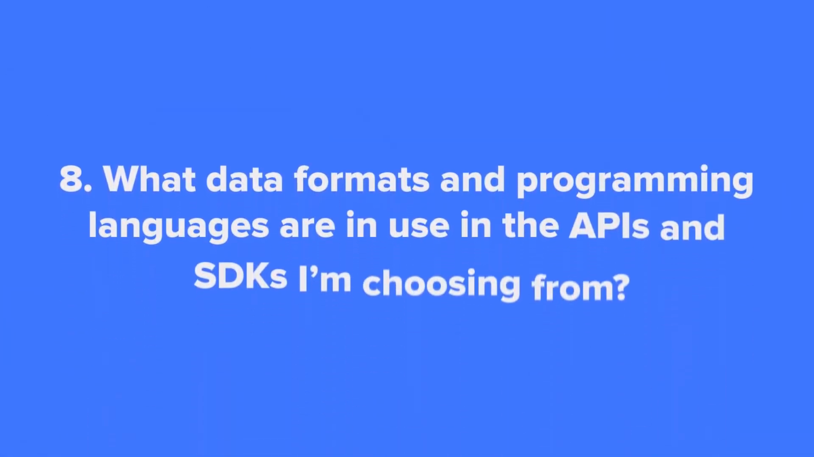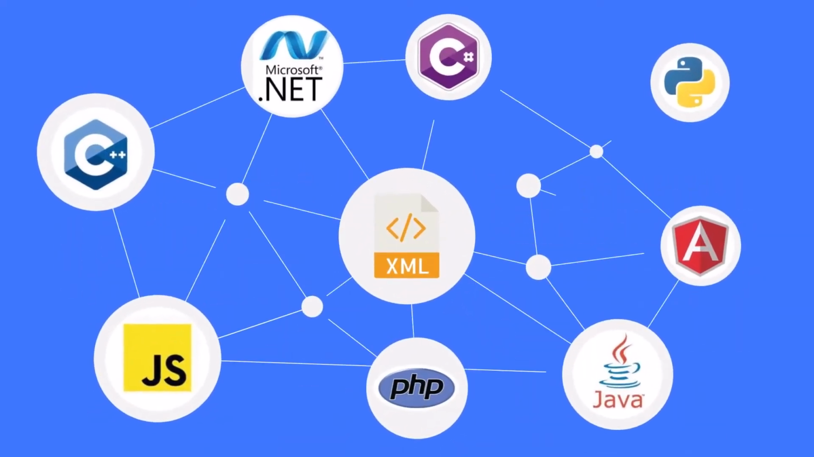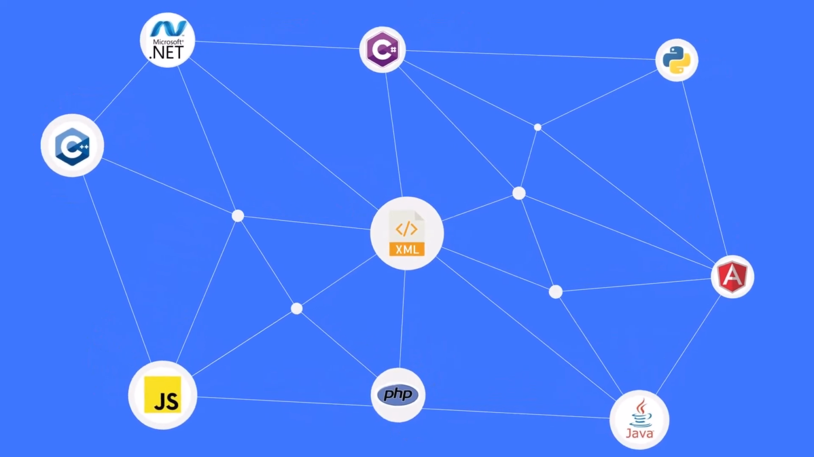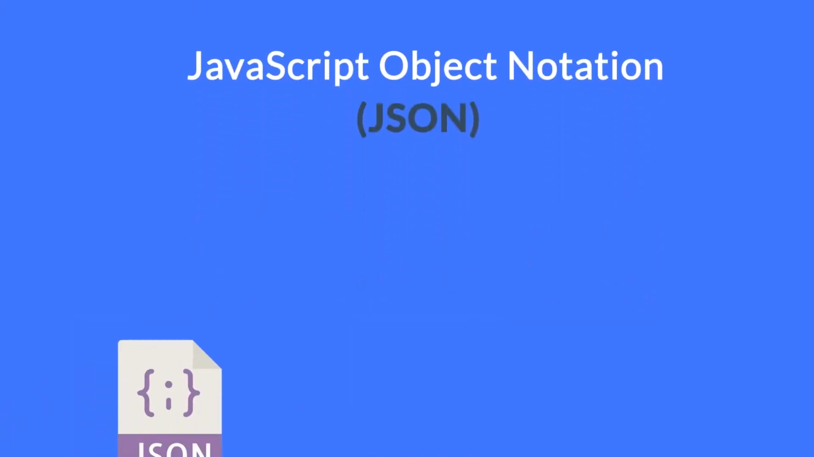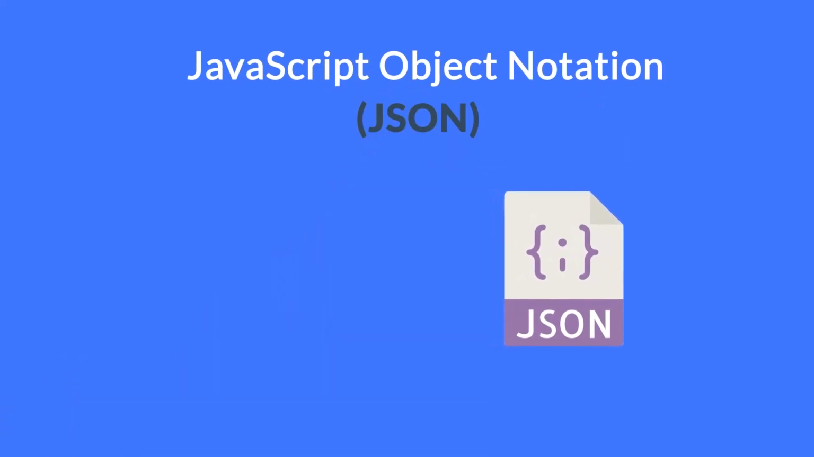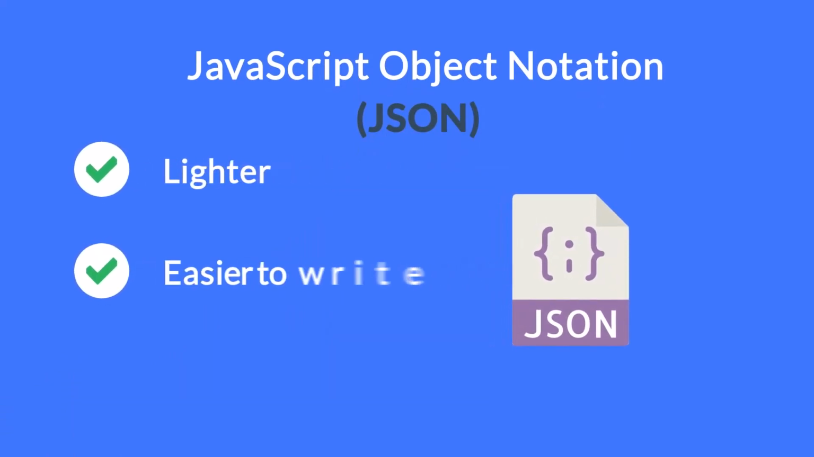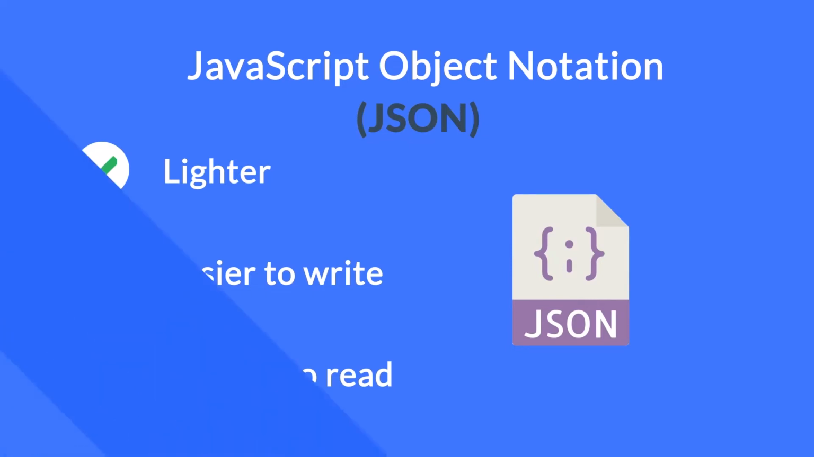The other important thing to consider when shopping for a video conferencing API is the data formats and programming languages used. Extensible markup language (XML) formats were commonly used for APIs in the past, but with time, JavaScript Object Notation (JSON) became the preferred data format because it's lighter, easier to write, and of course, simpler to read. It's built on the popular JavaScript programming language. That makes JSON one of the best options, if not the best option.